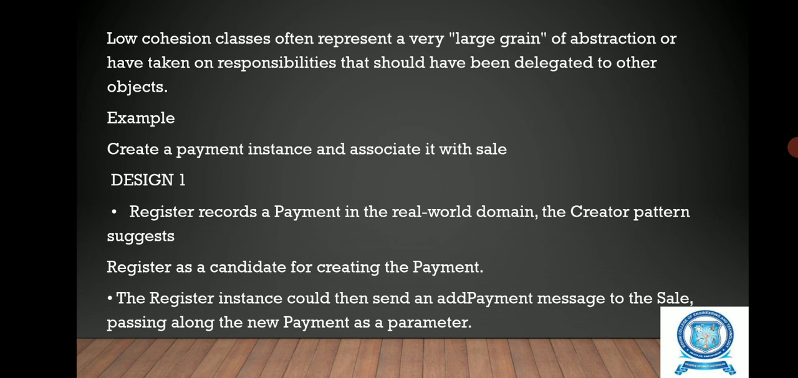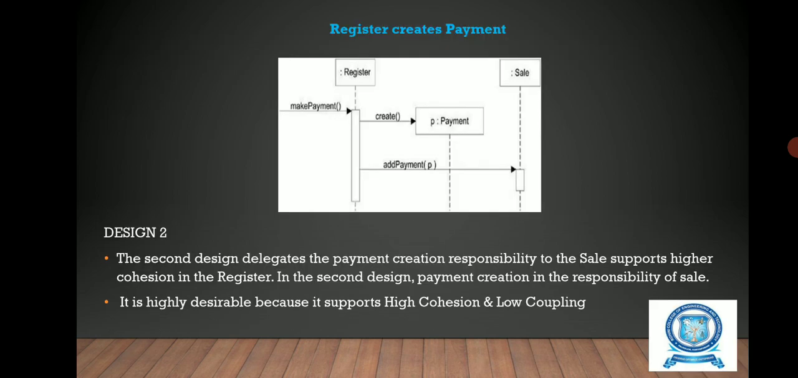Example: create a payment instance and associate it with the sale. The register records a payment in the real world domain. The creator pattern suggests the register as a candidate for creating the payment. The register instance could then send an add payment message to the sale, passing along the new payment as a parameter. This diagram shows the register which creates the payment.